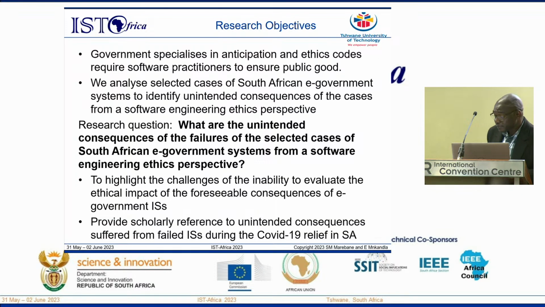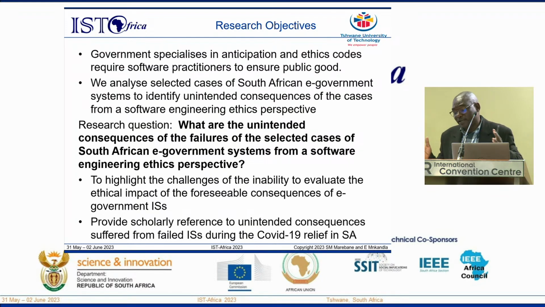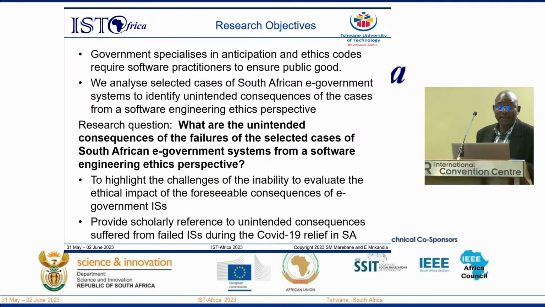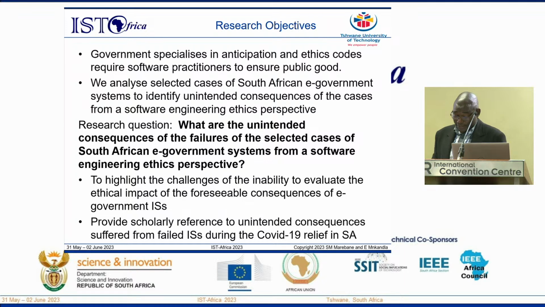So we all know the function of government, besides policy, actually policy is to anticipate. Government needs to anticipate. That's why they anticipated that people will suffer. Therefore, we need to make money aside to provide money for the about 500 billion rands to support the relief. And they decided that they're going to use systems to do that.